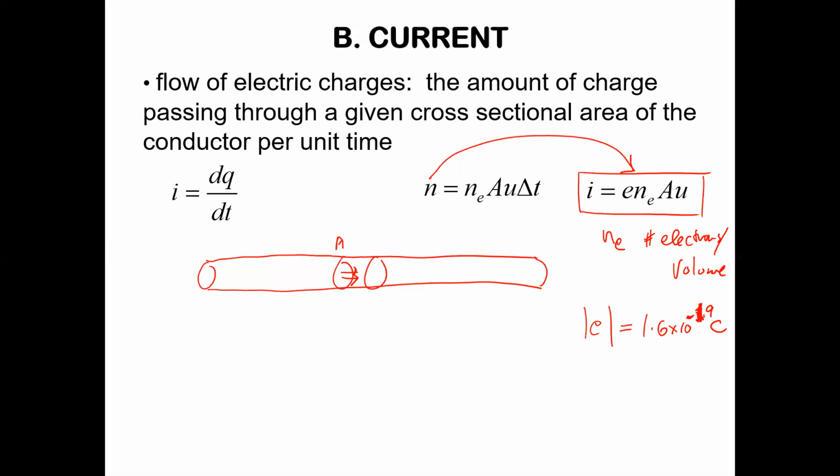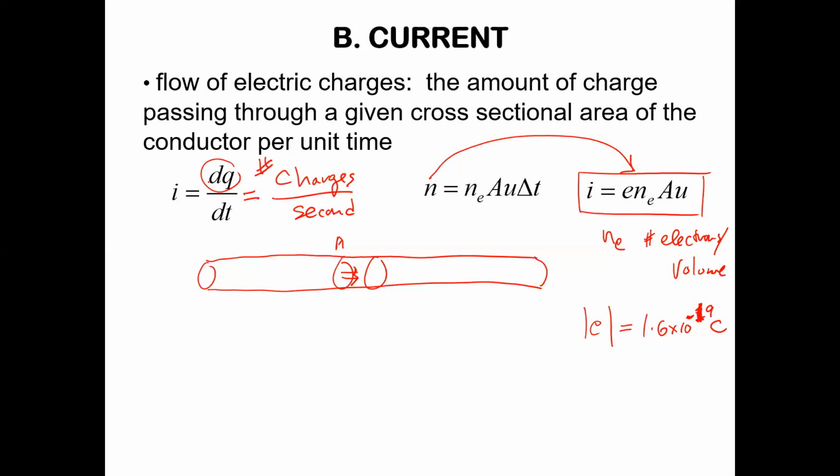And the amount of charge passing through a given cross-sectional area of the conductor per unit time. What really is happening is, if you're counting how many charges are going by in a certain amount of time, that's actually telling you the current. So in other words, it's really the number of charges per second. That's what current is. So dq is how many charges have changed. What's the change in charges?